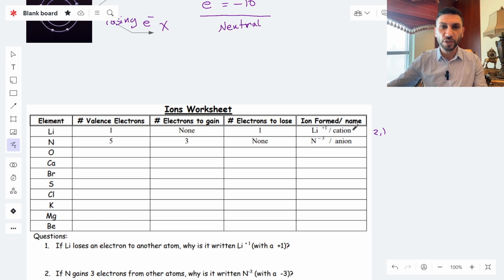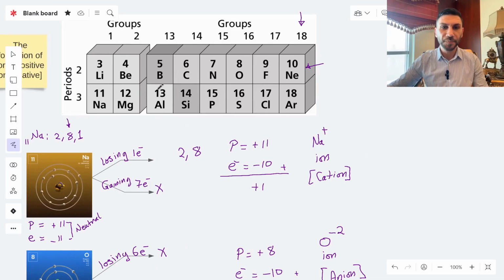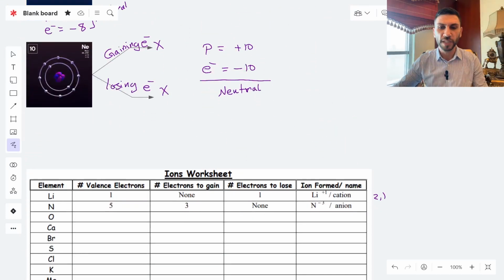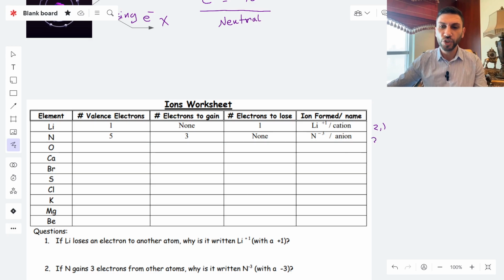For nitrogen, from the periodic table, it has 7 electrons in total. So the electron configuration should be 2 and 5. To make them full, we can lose 5, or we can gain 3, which is easier. So the number of electrons to be gained is 3, and the electrons to be lost are 0, none. And then nitrogen will have a negative 3 charge, and because it's negative, we call it an anion.